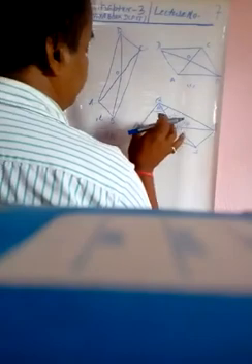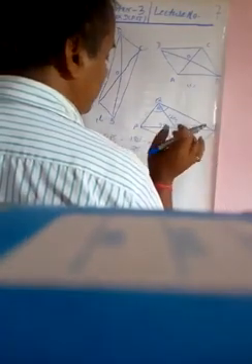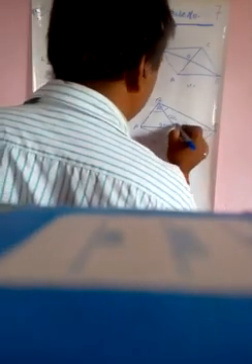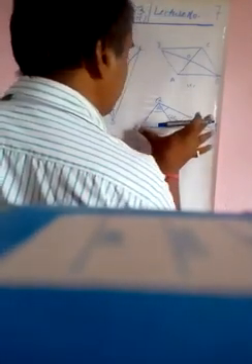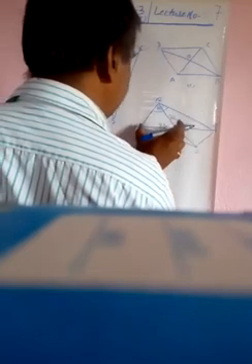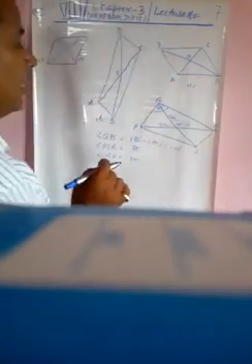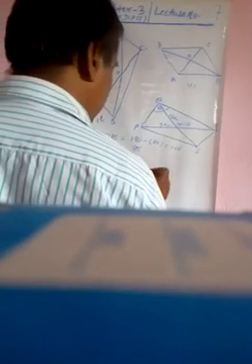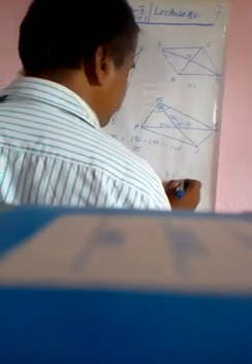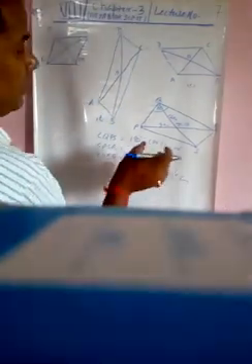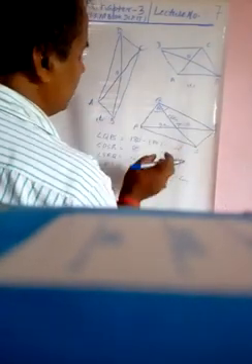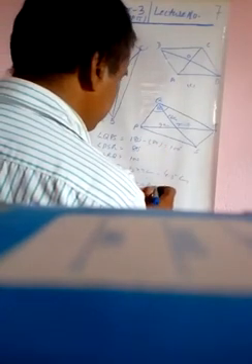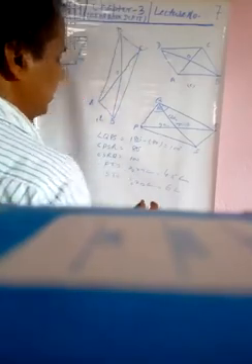PT, where is T? T is the intersection point. So this is the PT. Now PR is equal to 9 centimeter. So PT will be half of the PR. So half of the diagonal will be half into 9 centimeter, that is 4.5 centimeter. ST will be half of the SQ, and SQ is equal to 12 centimeter. So half of the 12 centimeter is equal to 6 centimeter.